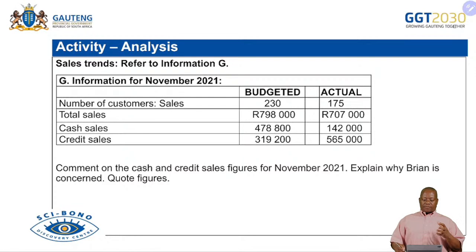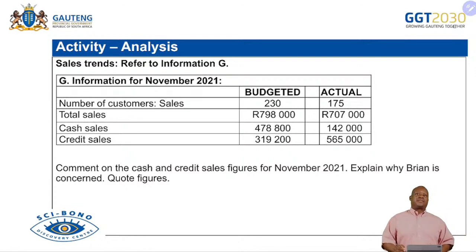Total sales, check that. 798,000 budgeted, but the actual achieved is 707,000. Cash sales, check what happened to cash sales. Went down. Credit sales went up. But even though there was that movement, the total sales went down. Anyway, it says here, comment on the cash and the credit sales figures for November 2021. Explain why Brian is concerned.